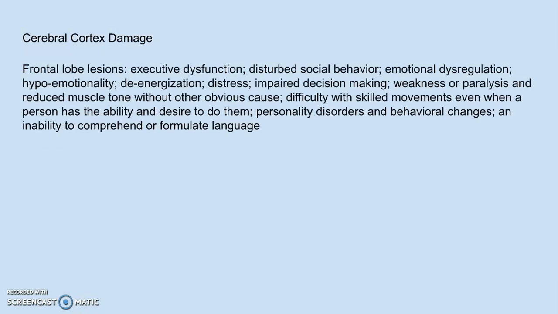If your frontal lobe is experiencing an injury or dysfunction, you will have problems with executive dysfunction. You can have disturbed social behavior, emotional dysregulation, hypoemotionality, de-energization, distress, impaired decision-making, weakness or paralysis and reduced muscle tone without other obvious cause, difficulty with skilled movements even when a person has the ability and desire to do them, personality disorders and behavioral changes, and an inability to comprehend or formulate language.